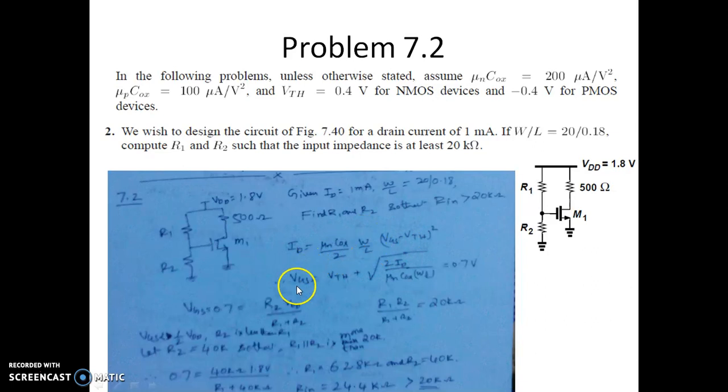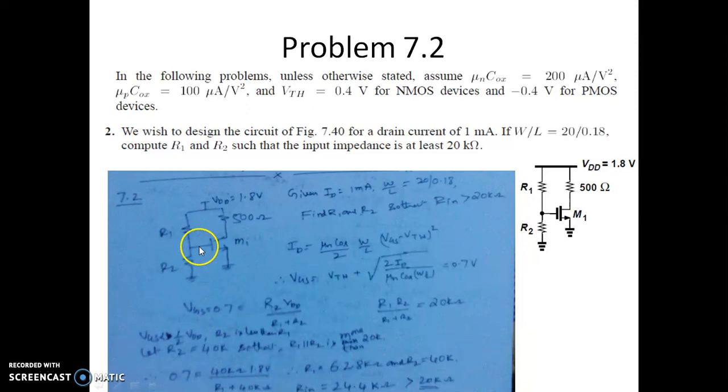So from which you can get the value of VGS, which is equal to VTH plus the square root of 2ID by (k). So this is actually derived from this equation. So VGS comes out to be 700 millivolt. So this is the voltage at this point with respect to ground.